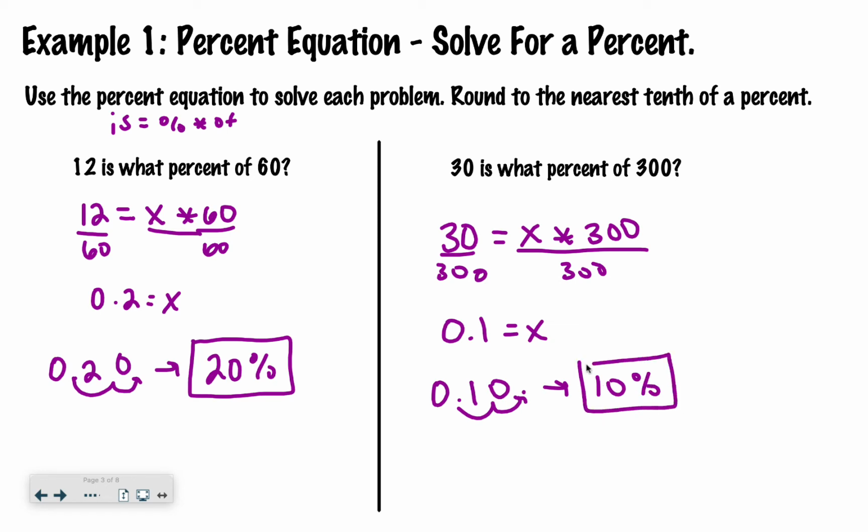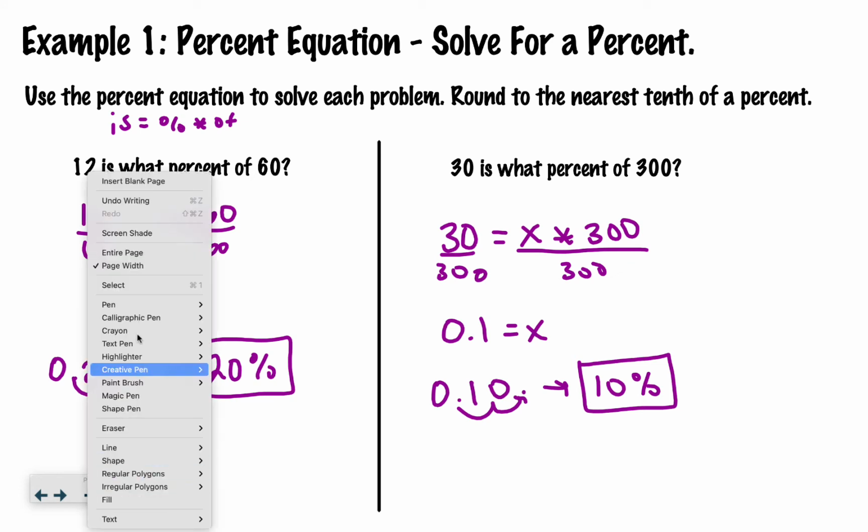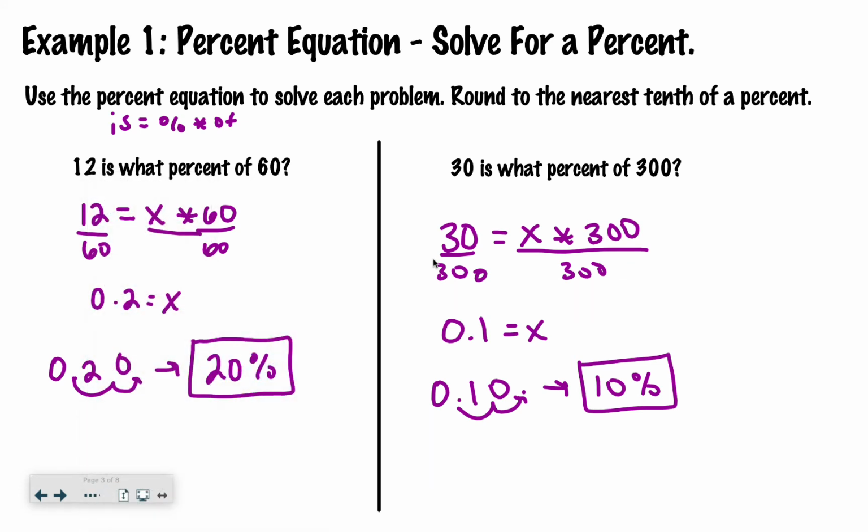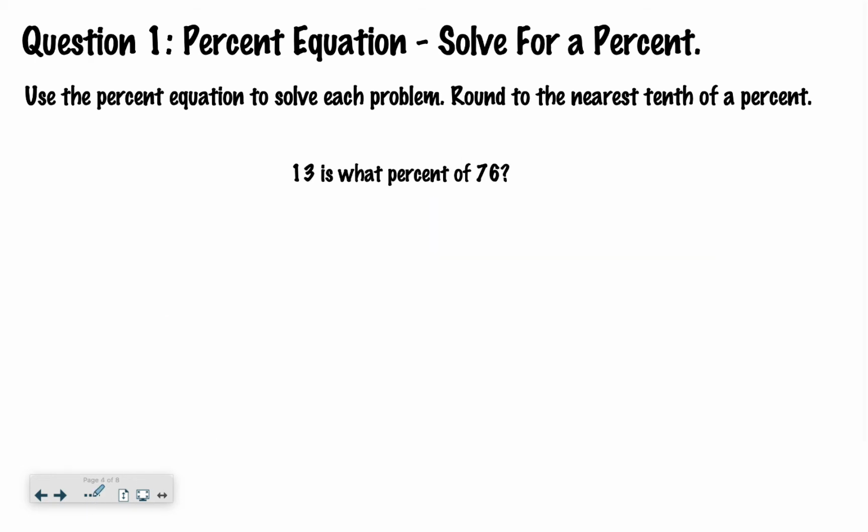Now, in order to get full credit on these problems, you must show, I'm going to change the color of the pen just to help you see, you must show me this information right here. So you have to have the setup, and you have to have the final answer. In order to get full credit, you have to have both. All right, so why don't you go ahead and practice. 13 is what percent of 76? Good luck.